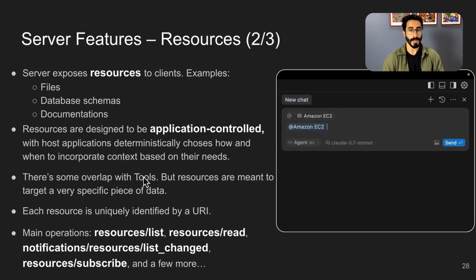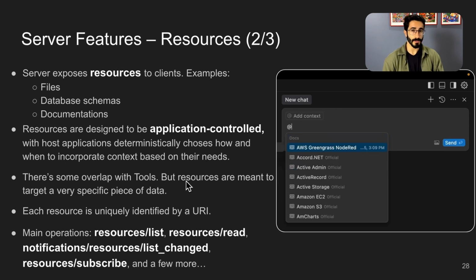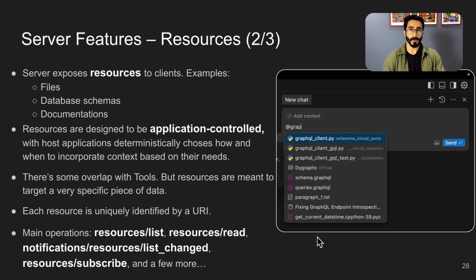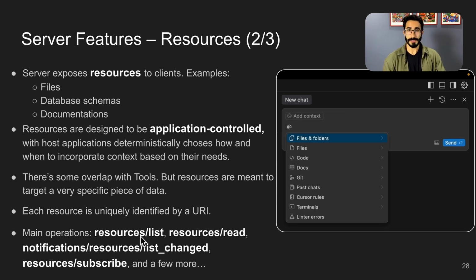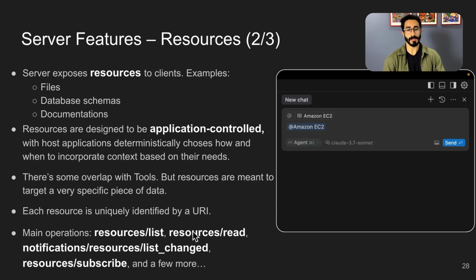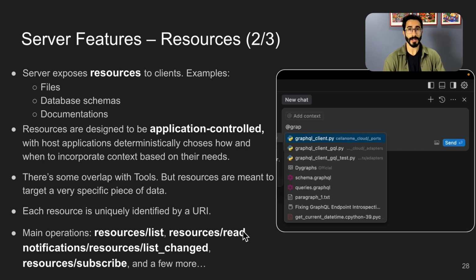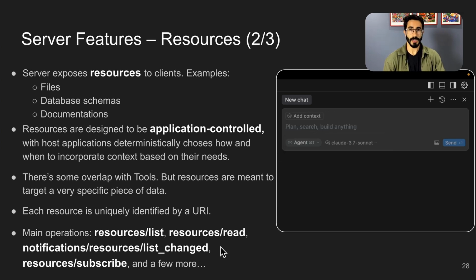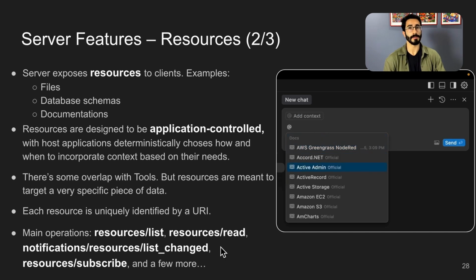But let me highlight some key differences here. Resources are meant to target a very specific piece of data, and resources are not meant to be controlled by the model. The most important methods here are resources/list for listing the available resources, resources/read for reading the content of a specific resource, and notifications/resources/list_changed, which notifies the client that a new resource has been added or an existing resource has been removed.